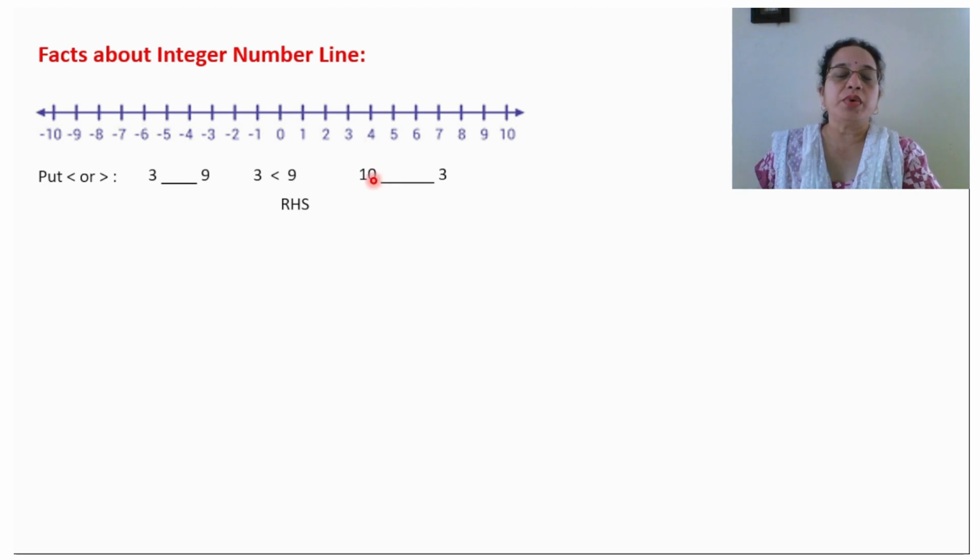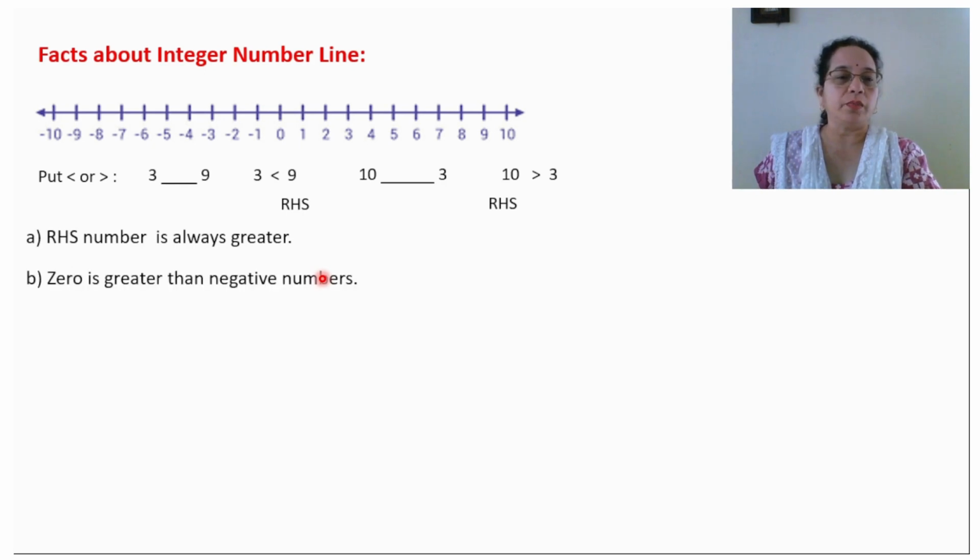Take another example. 10 and 3. Which number is greater? 10 is greater. Again 10 is on the right hand side of 3. So can we say that on a number line your right hand side number is always greater? So the first point is the right hand side number is always greater.